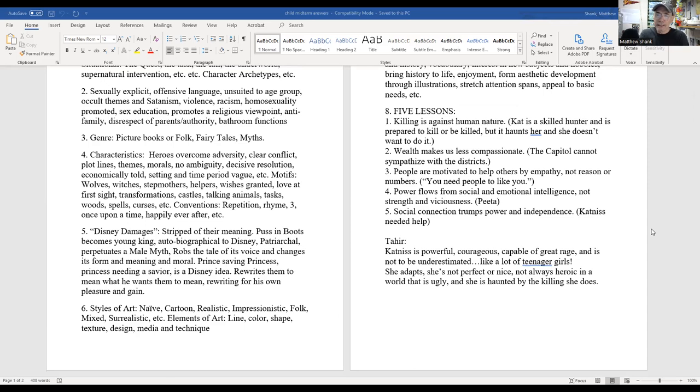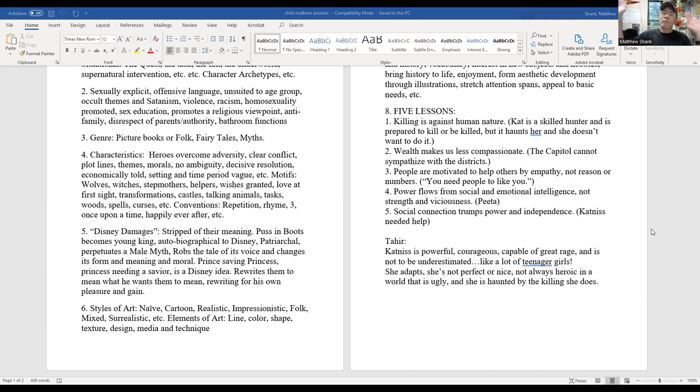And Tahir likes Katniss because she's powerful, courageous, capable, of great rage, and is not to be underestimated. And he makes the point that this makes her empathetic to a lot of adolescent readers, particularly because a lot of teenage girls are like this. He said it, not me. Another couple of qualities that make her Tahir's hero: she's able to adapt. She's not particularly perfect or nice, and she's not always heroic in a world that is ugly. And she's haunted by the killing she does. So those are the specific things that Tahir had to say.